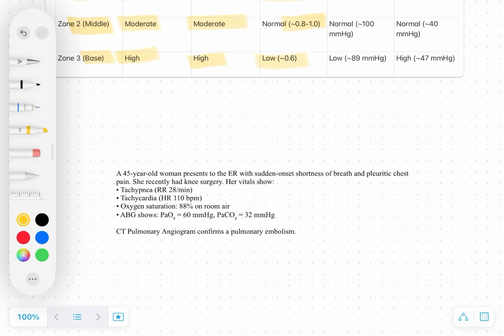So let us see a clinical scenario. A 45-year-old woman comes to the emergency room with sudden onset shortness of breath and pleuritic chest pain after knee surgery. Tachypnea is there, tachycardia is there, oxygen saturation is 88%. ABG shows PaO2 60, PaCO2 32. CT pulmonary angiogram shows pulmonary embolism. They themselves gave a hint here. Pulmonary embolism means perfusion is 0, Q is 0. So V by Q ratio will be ventilation by perfusion, which is V by 0, infinity. So the V by Q ratio will be infinity here.